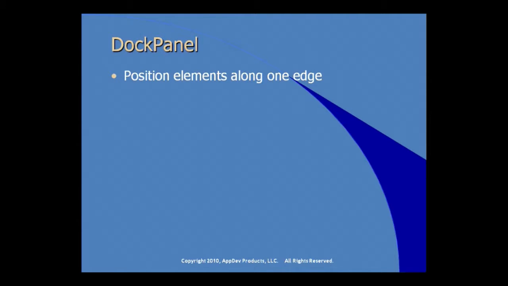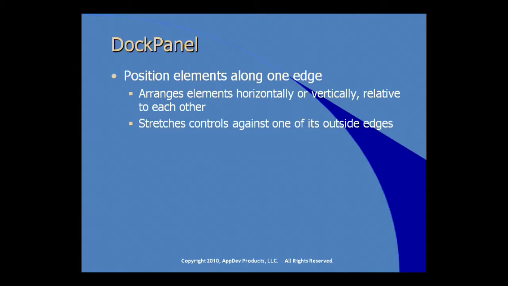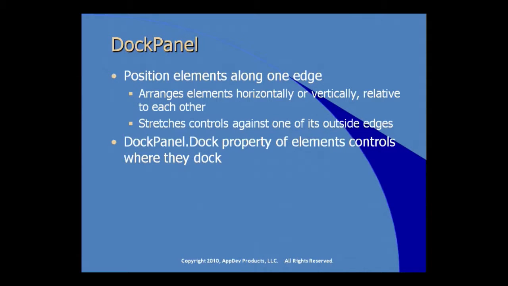You can use the dock panel element to position elements along one edge of the window. Left, top, right, bottom, of course. And it will then arrange the elements horizontally or vertically relative to each other and stretch the controls so that they're always against one of its outside edges. By default, elements are docked to the left, but you can control this by using the dockpanel.dock property. And you would set that on each element to control where it docks. And the default value of this is left. If you wanted to dock a button to the right, you'd set its dockpanel.dock property to right.